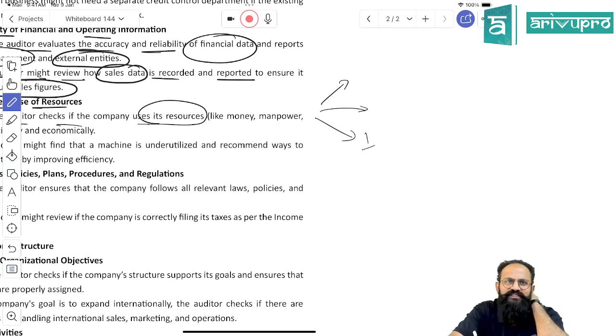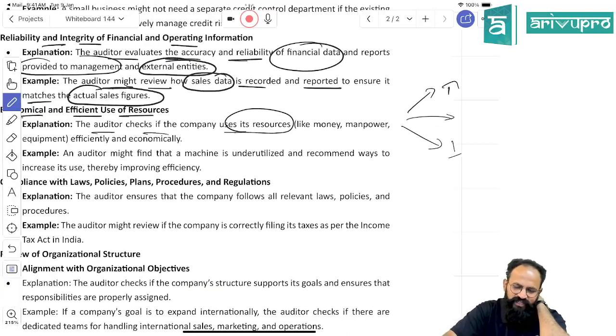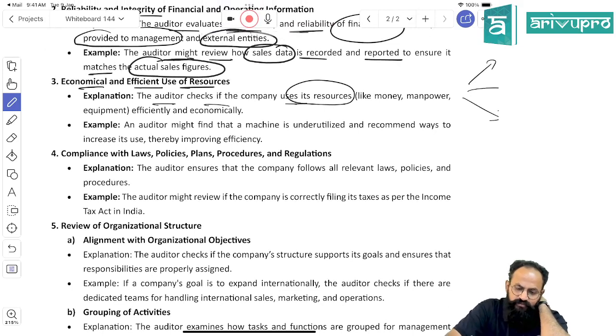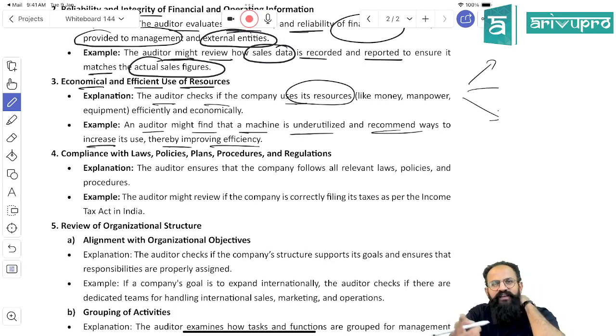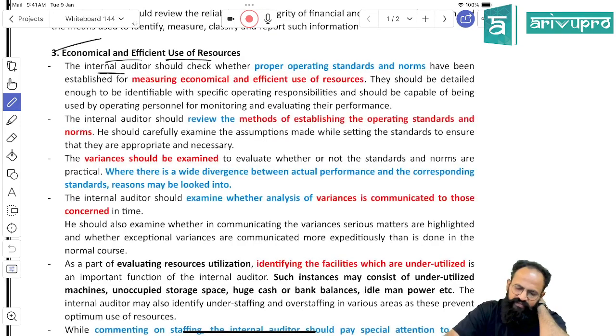Underutilized is a loss. Overutilized, there will be a pressure, because a person is doing more work than what he has to do. He will leave someday. Correct? That's what they are telling. See, an auditor might find that a machine is underutilized and recommend ways to increase its use, thereby improving the efficiency, and thereby your sales will go up. See, that's what it says.